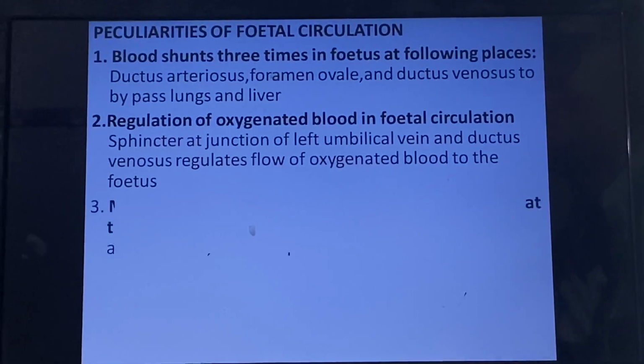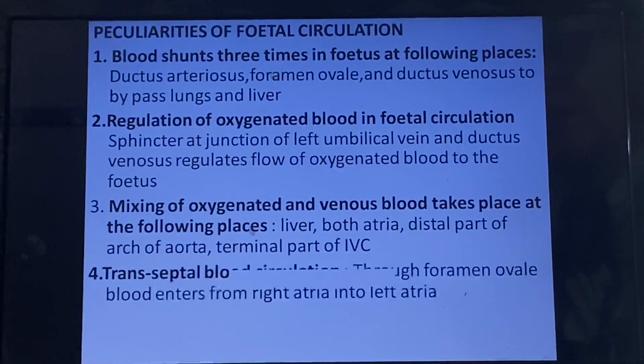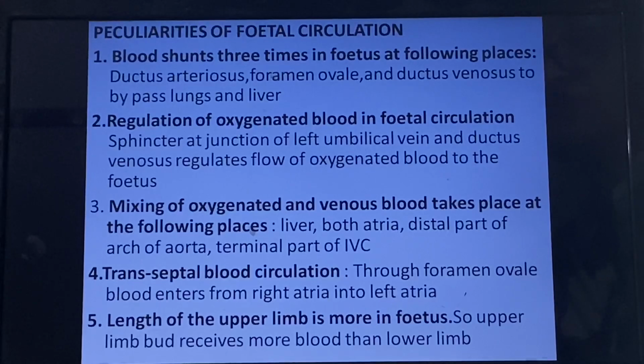That is important. Then is mixing of oxygenated and venous blood, which takes place at the following sites. Where? That is in the liver, both atria, the distal part of the arch of aorta through the ductus arteriosus, then the terminal part of the IVC. Then transseptal blood circulation: through the foramen ovale, blood enters from the right atrium into the left atrium. Then the length of the upper limb is more in the fetus, so the upper limb bud receives more blood than the lower limb.